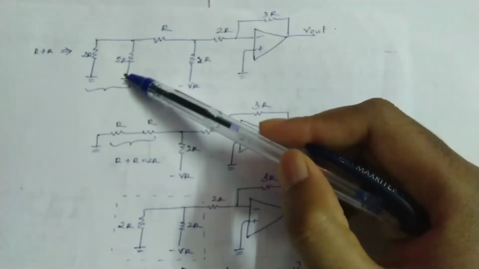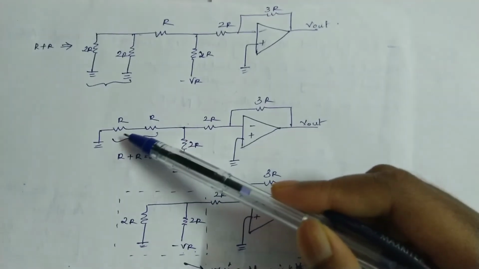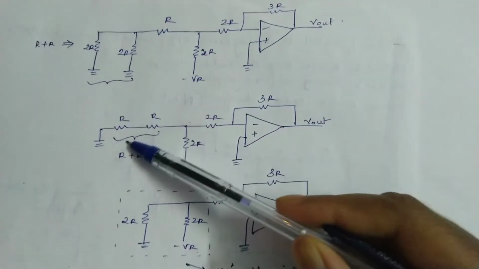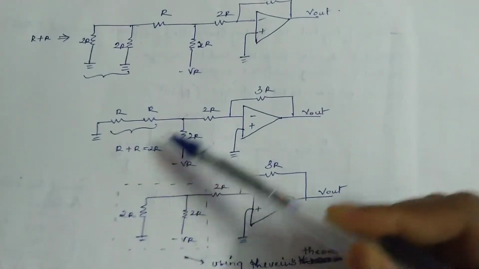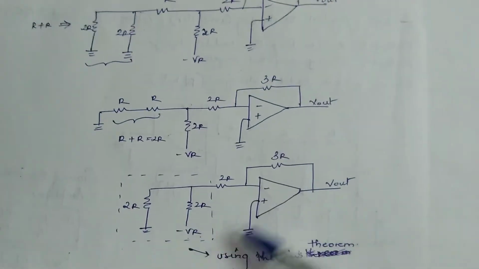Now again these two are in parallel, so they will be converted and you will get again R, which is again in series with this R. So it will be R plus R, 2R, and you have this 2R. So the final diagram will look like this.